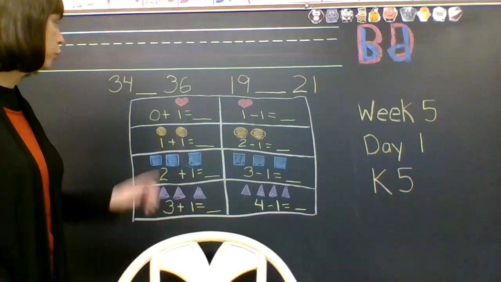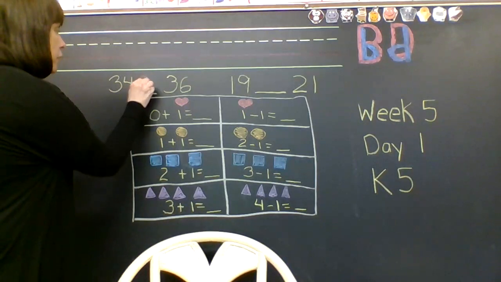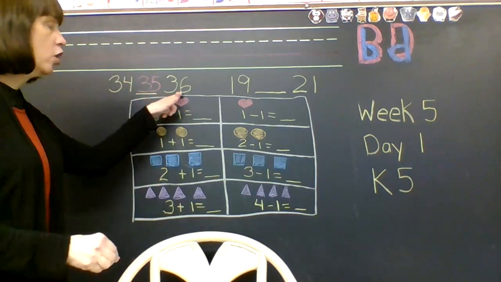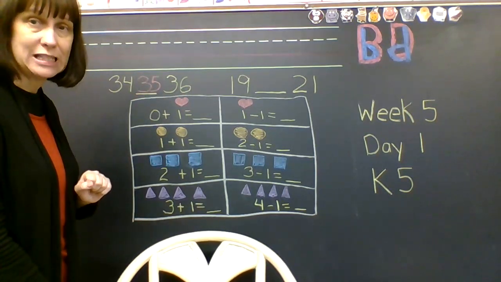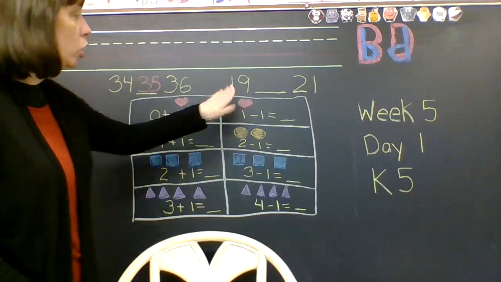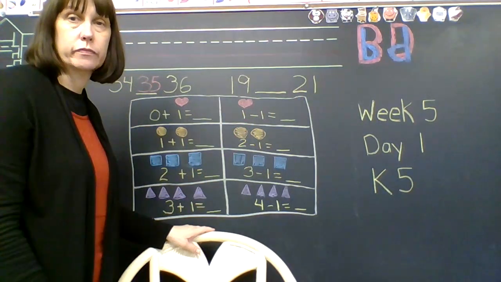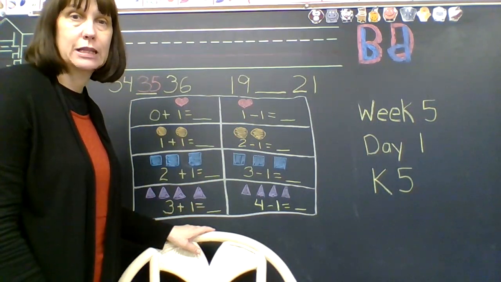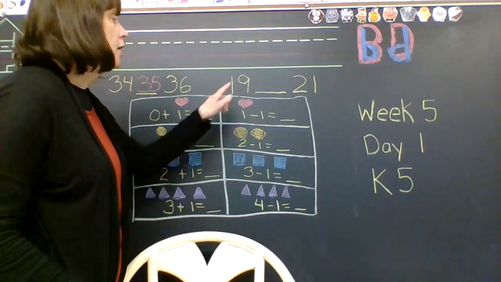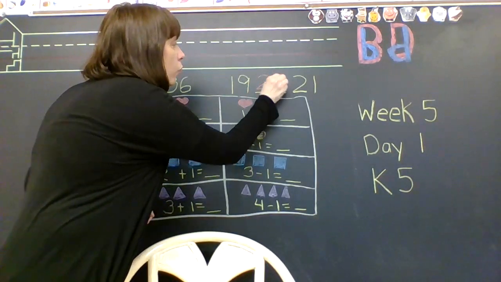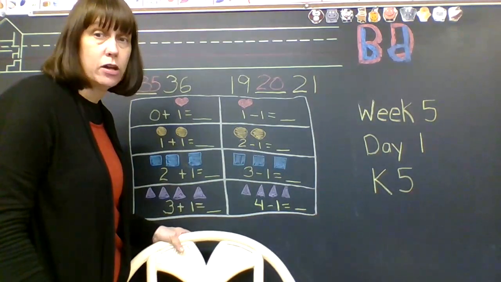All right, boys and girls, the between number is 35. 34, 35, 36. 35 comes between 34 and 36. Let's do another one. Look at these numbers and tell me the between number. 20. 20 is the between number. 19, 20, 21. 20 comes between 19 and 21.